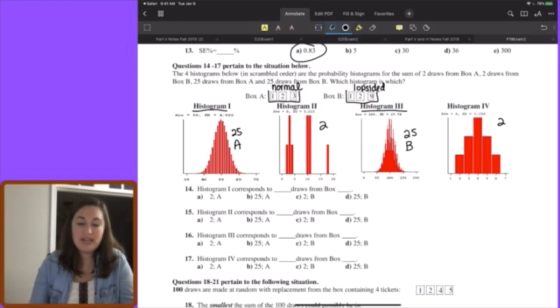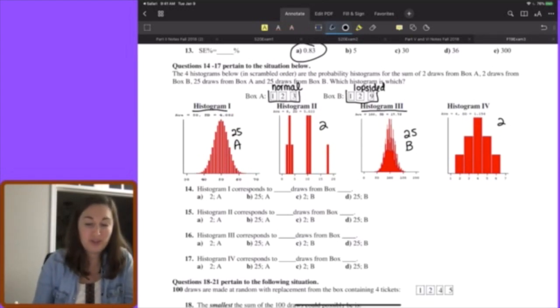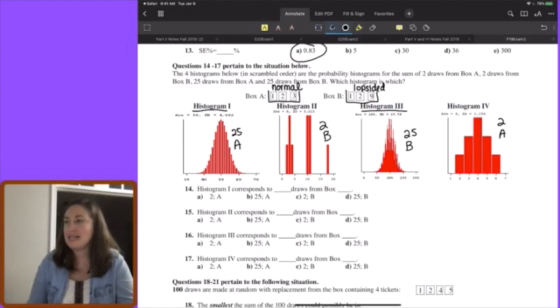And then the same thing with histograms 2 and 4. If we look at them, histogram 4 looks way more like the normal curve, so that's going to be from the nice normal box. Histogram 2 doesn't look like the normal curve, so that's going to be from the lopsided box.